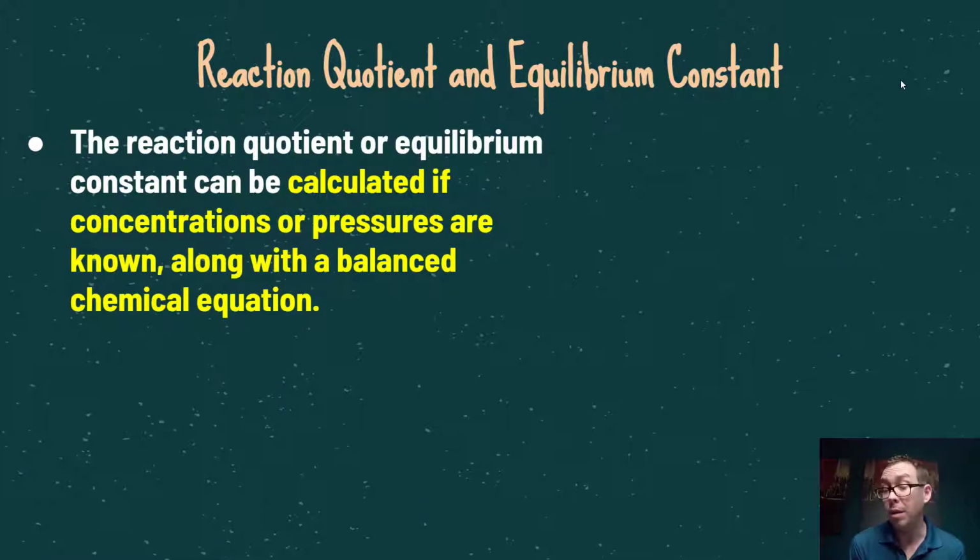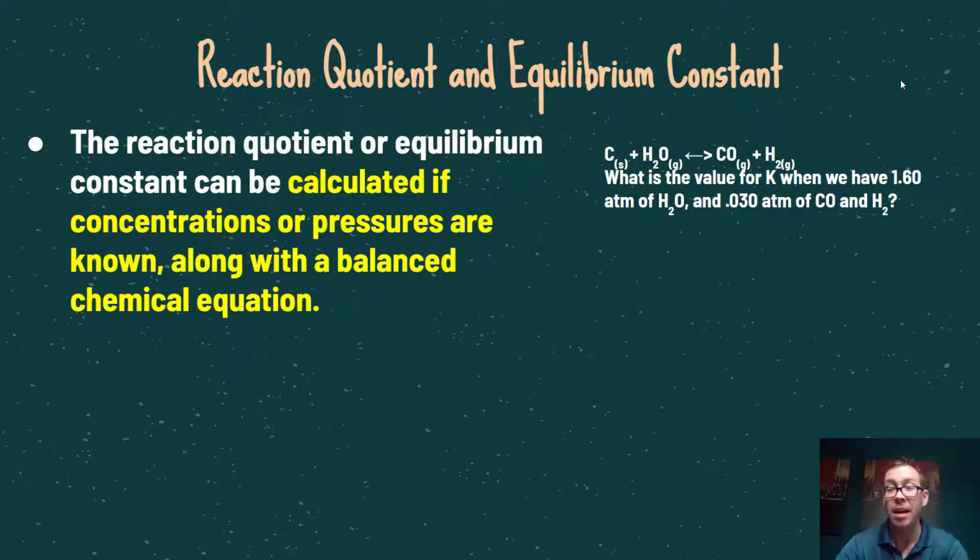So the reaction quotient or equilibrium constant can be calculated if concentrations or pressures are known along with a balanced chemical equation. So for example here, I have a nicely balanced chemical equation and I want to know the value for K when we have 1.60 atm of H2O and 0.030 atm of CO and H2. Well, the first thing we're going to do is write out our equilibrium expression. We're using partial pressures here, so I typically use the P to represent the pressure of each individual component in the chemical reaction. Notice that I did not include carbon because carbon is a solid and we do not include solids or liquids in our equilibrium expressions.